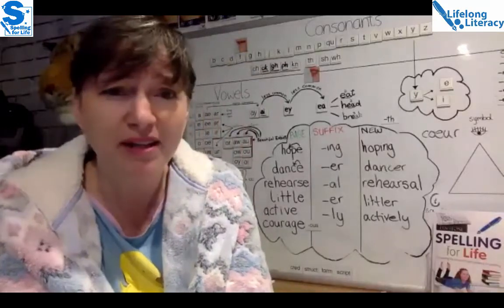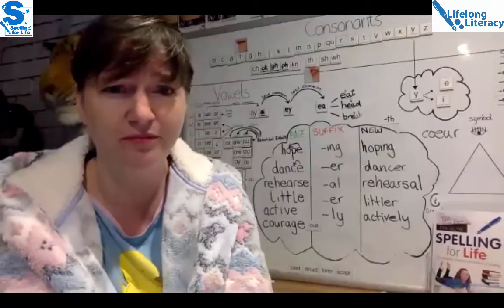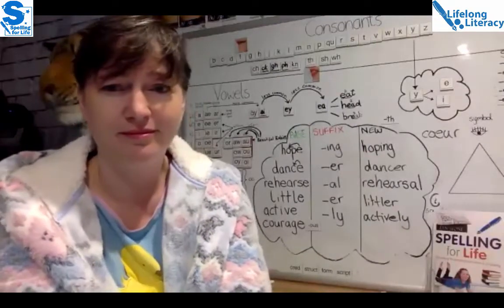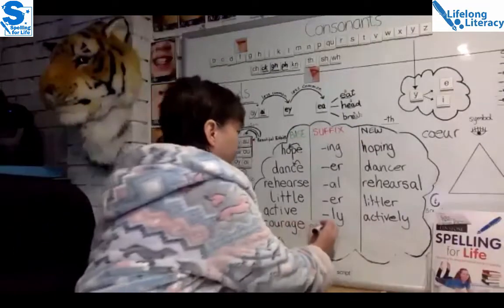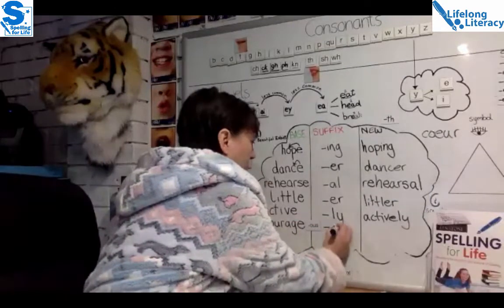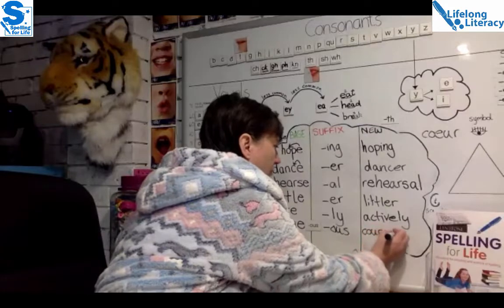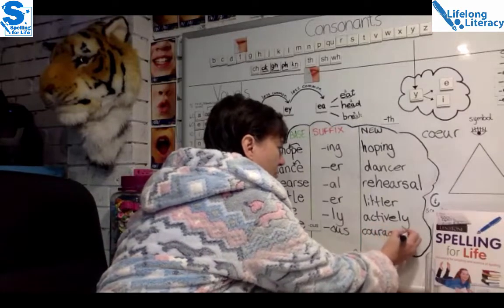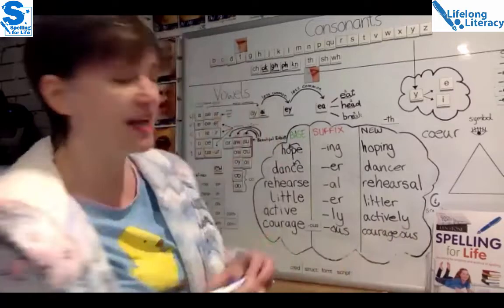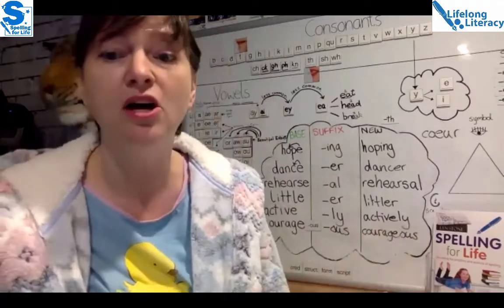So write that massive word, courageous. Did you write it? You've got to write the whole word courage and then add your vowel suffix ous. And you can't take away the E, or it would be courageous with a hard G.